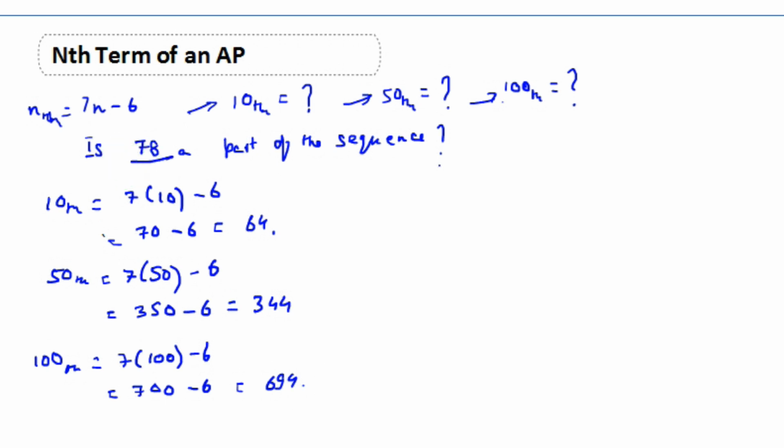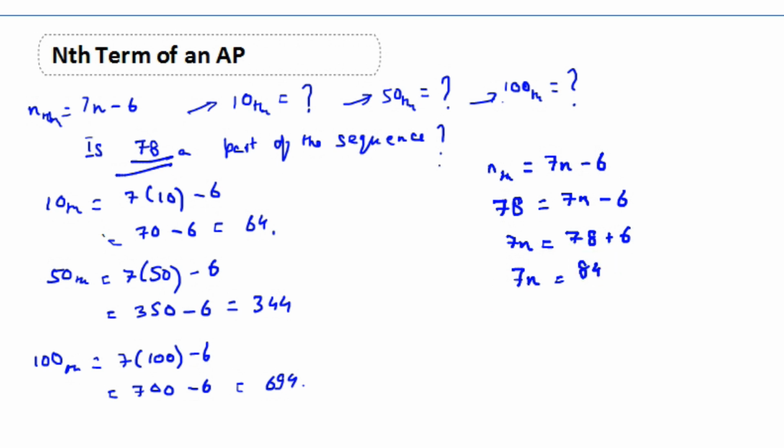Now we need to find out if 78 is a part of the sequence or not. So let's put that back in the formula of the nth term. We know that the nth term of this sequence is 7n minus 6. If 78 is a part of this sequence, then it should be there in this sequence. We don't know which term it is, so we'll just write 78 equals 7n minus 6. We add 6 to both sides of the equation, so we are left with 7n equal to 78 plus 6, or 7n equal to 84. I divide both sides of the equation by 7.